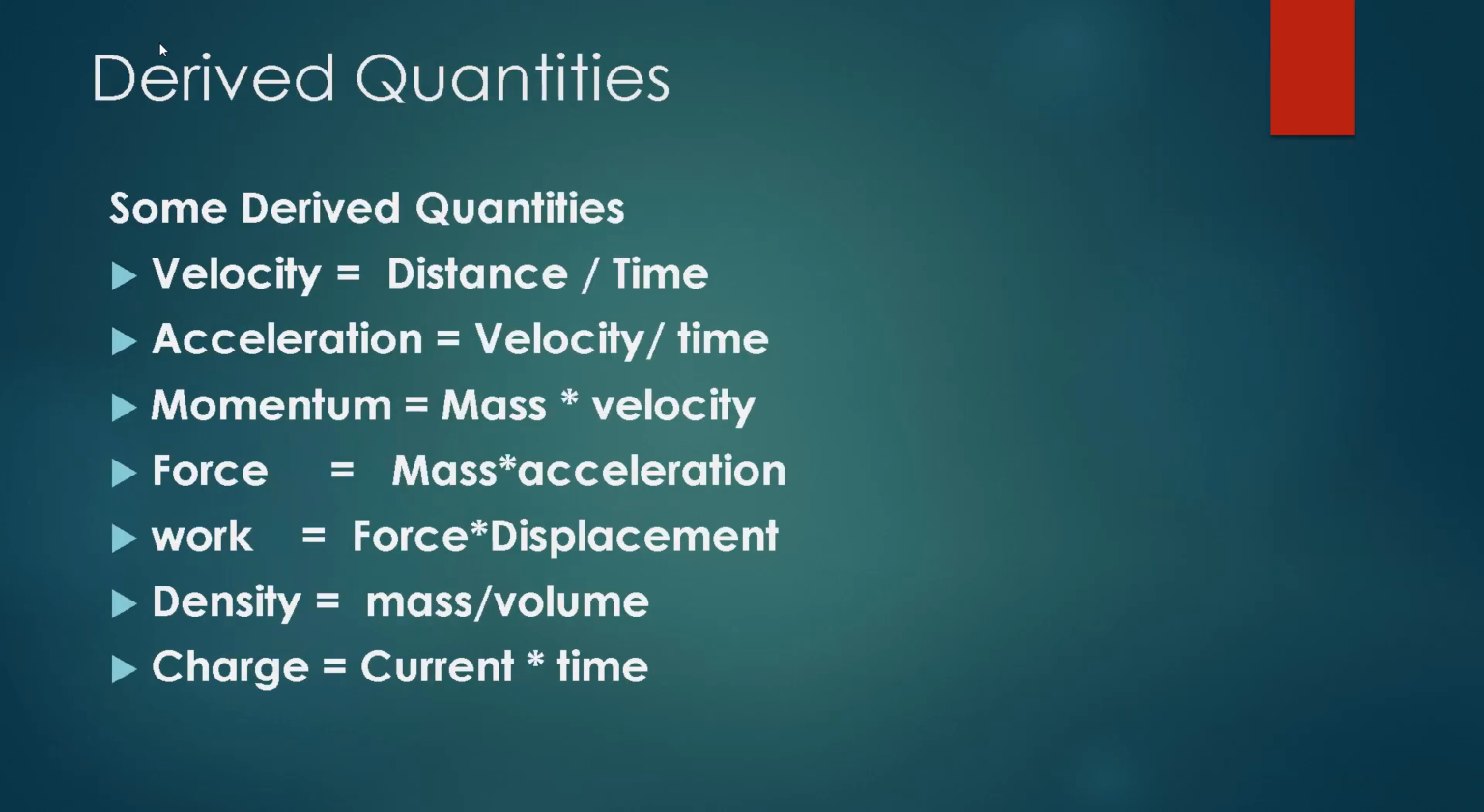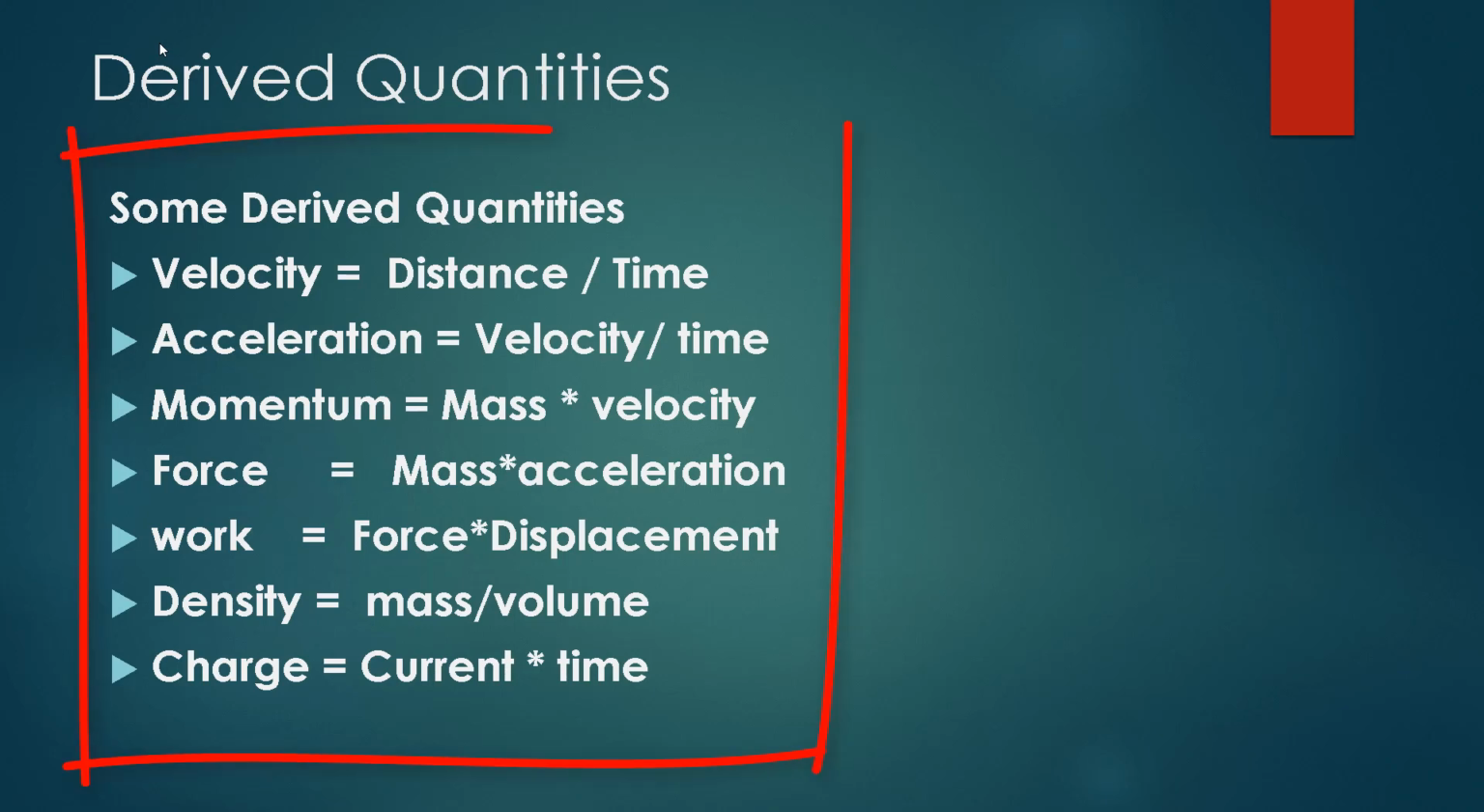There are some derived quantities. Velocity, which is expressed in terms of distance and time. Velocity is distance divided by time. Distance is length and time is also a fundamental quantity. Acceleration is expressed in terms of velocity and time. Velocity can be expressed in terms of the fundamental quantities, so acceleration is also expressed in terms of fundamental quantities.